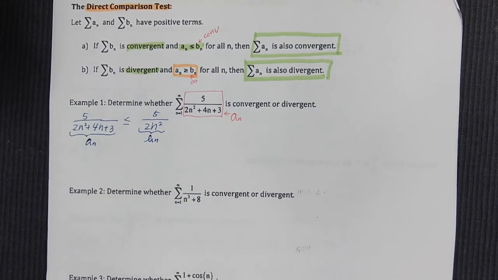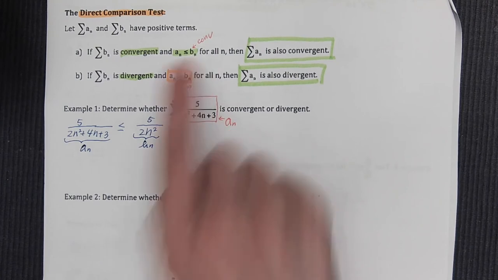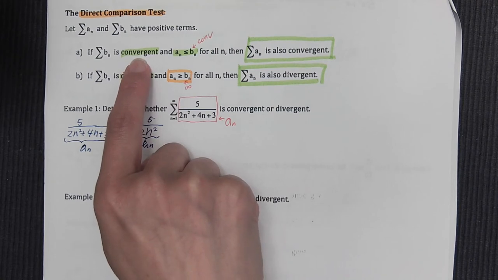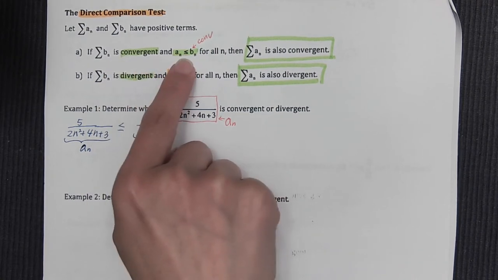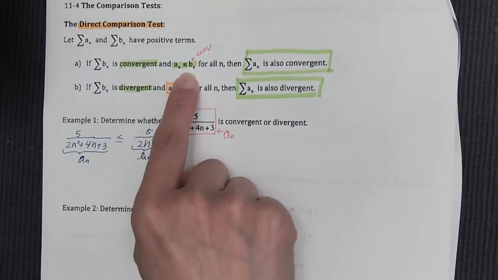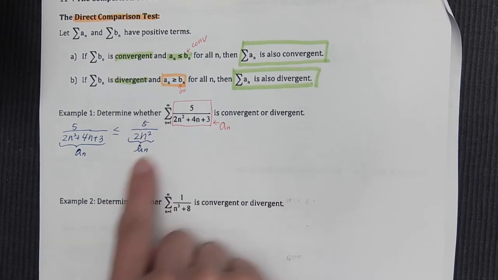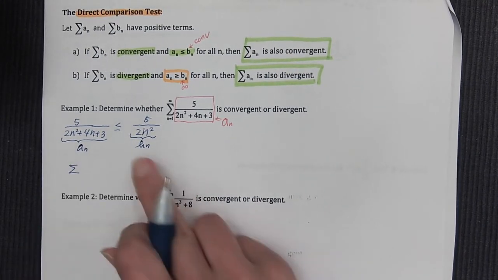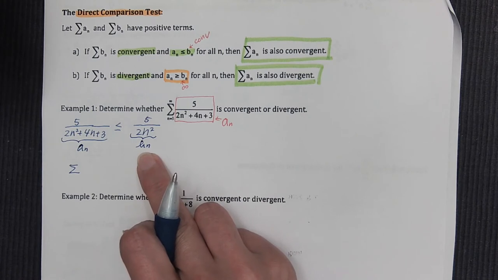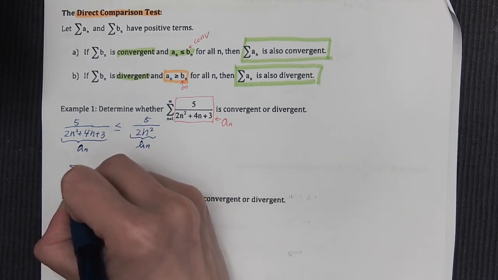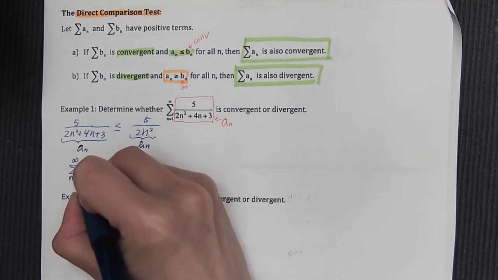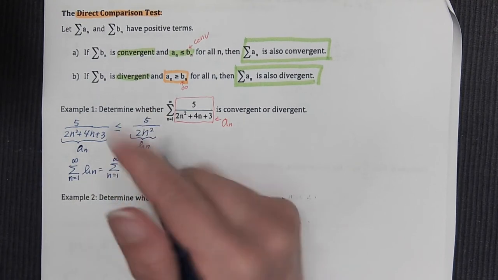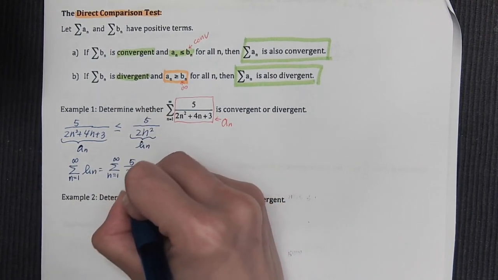So I make the B of n. But now, this part I made it, so I have to say this is convergent, because otherwise the direct comparison test doesn't work. Okay, everybody copy this one: summation n equal 1 to infinity, this is my B of n, 5 over 2n squared.